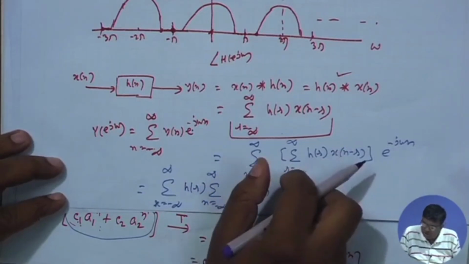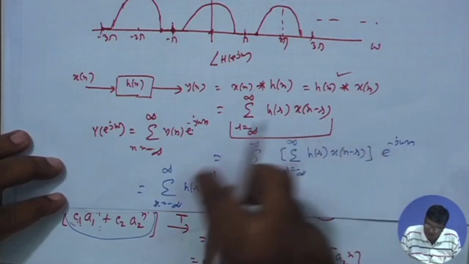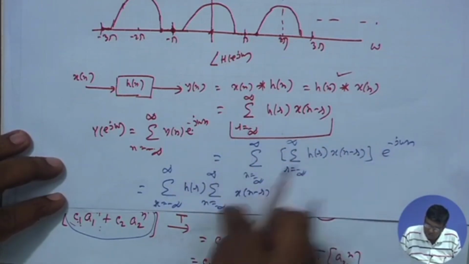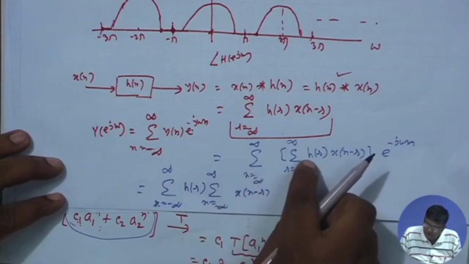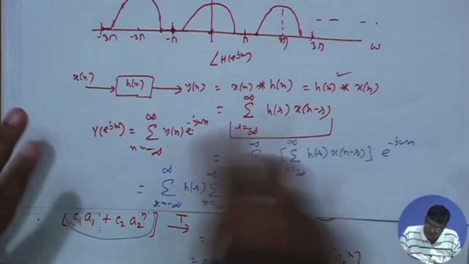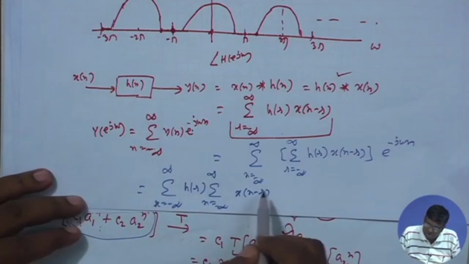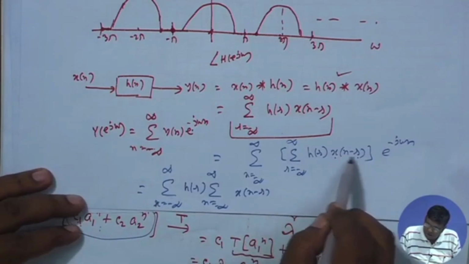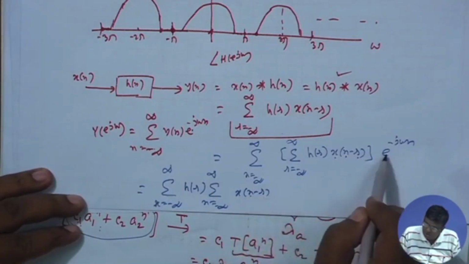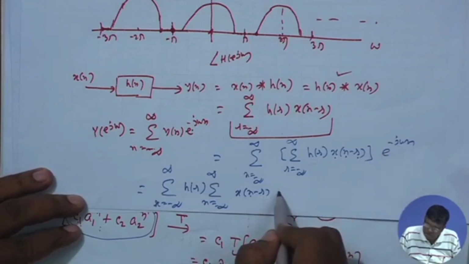First I interchange the two, then from the inner summation H of r comes out, because the inner summation now is with respect to n, and H depends on r, not on n. So, it can come out as common, and inside I have got x of n minus r, that depends on n. So, it remains e to the power minus j omega n, that depends on n. So, it remains.